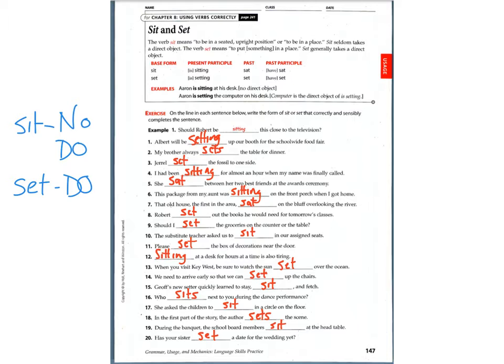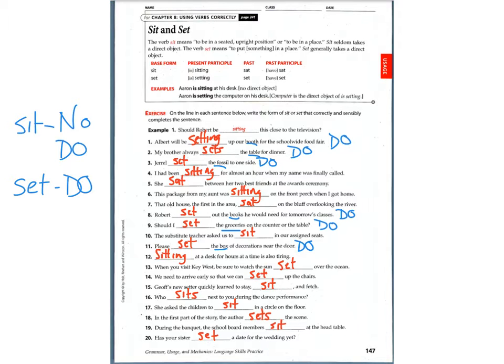So for number one, the DO is going to be booth. So we can put DO here. Okay, we have a DO for two. It's table. Okay, again, another DO. All right. If we go down to 8, we have a DO with books. In 9, the DO is groceries. Okay. In 11, the DO is box. Now again, this one in 13, it's an adjective.